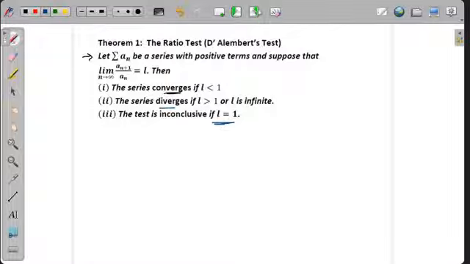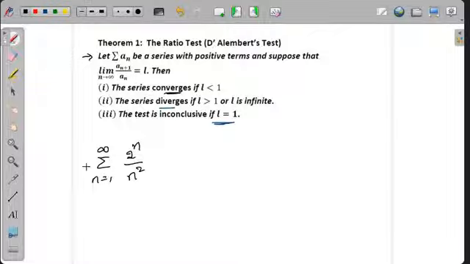Okay, so let's take a problem here. For example, the summation n equals 1 to infinity of 2 power n over n power 2. I'd like to take this. Is this summation convergent or divergent?